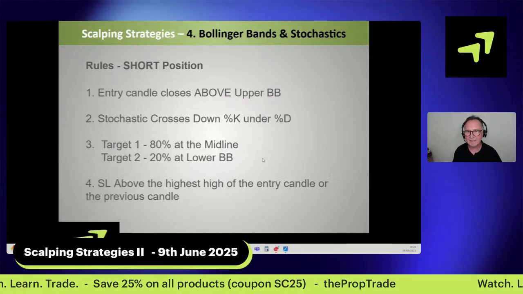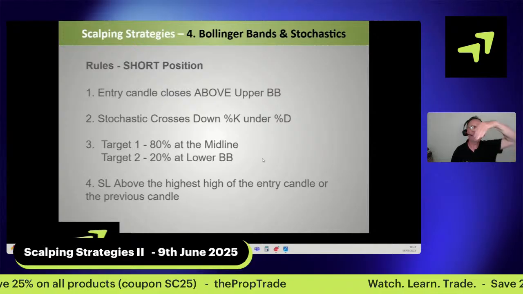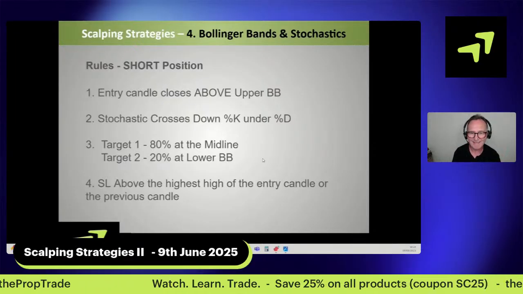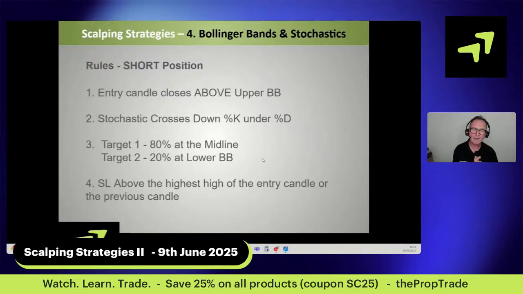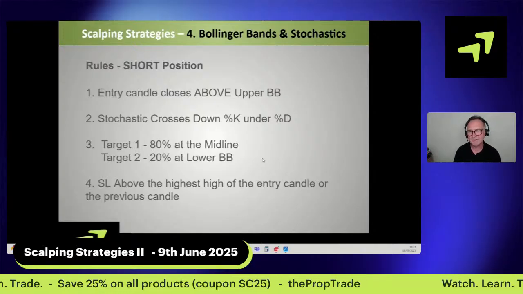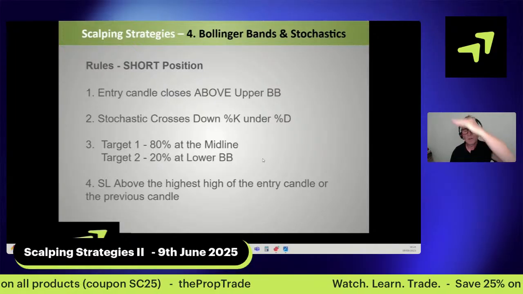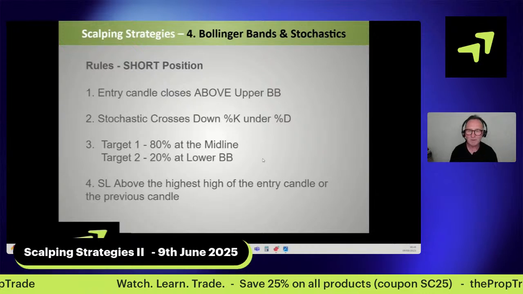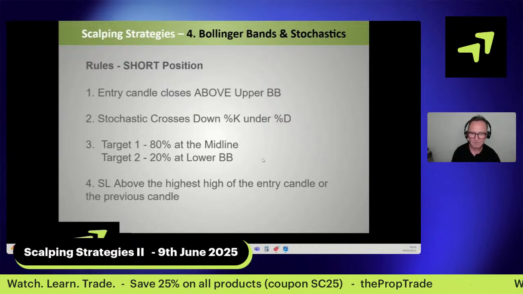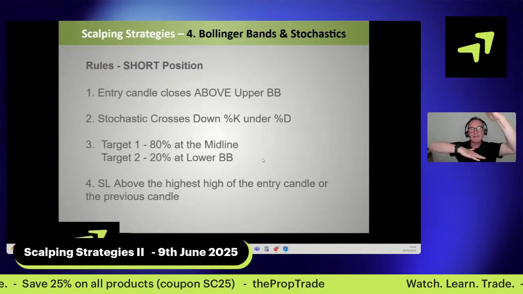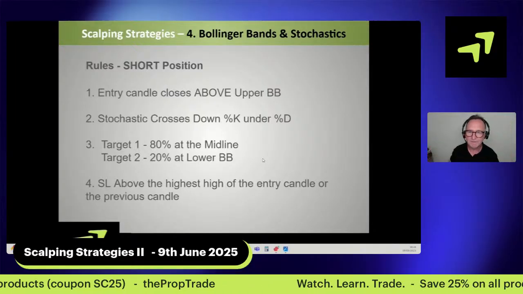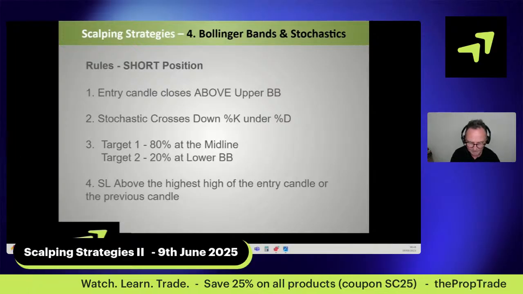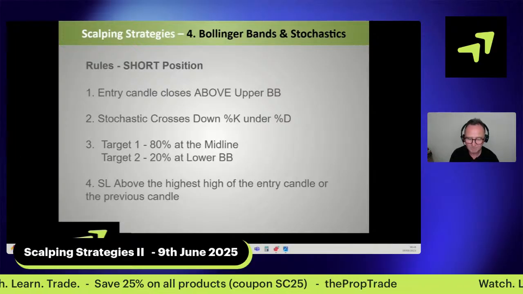The flip of that is the short position. So we're looking for a break above the Bollinger Band, and then we're looking for a cross on the stochastics. So again, with targeting the midline as our first target. We trail our stop loss down as the market moves down. So we initially start above the highest high of the entry candle and then move down. What does that look like? As you just seen, it looks like the previous 2 slides.